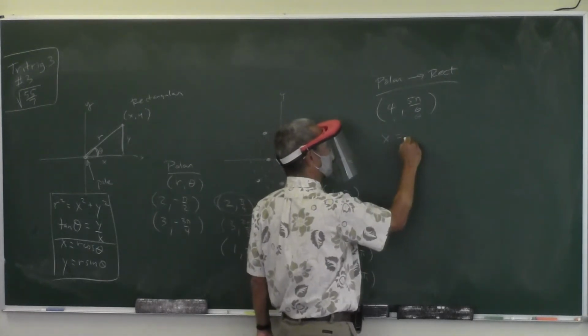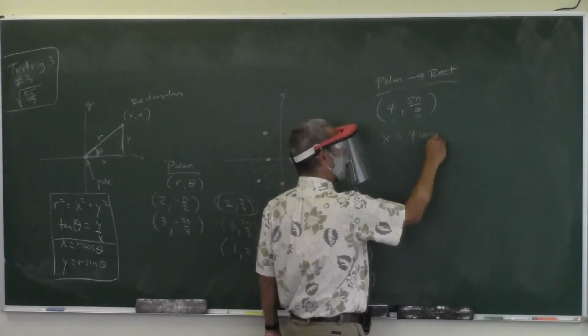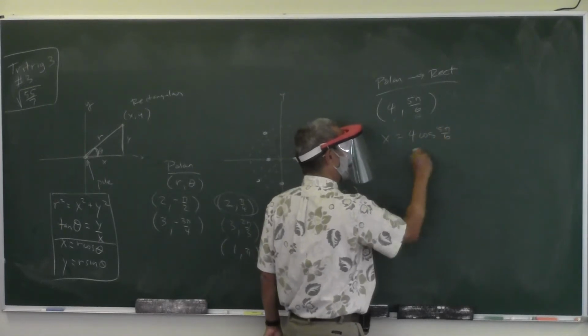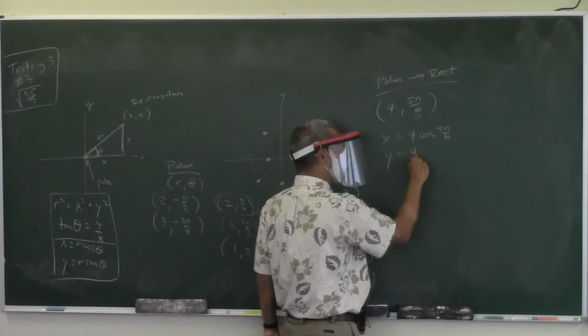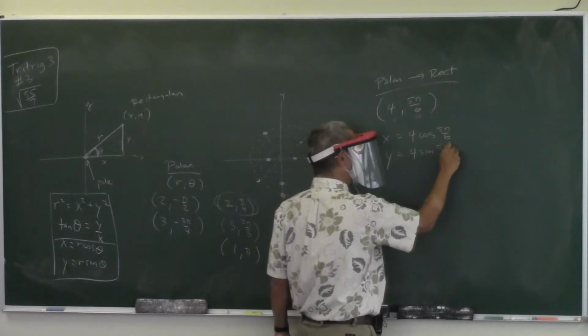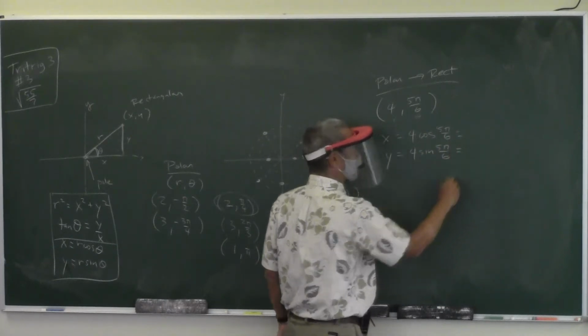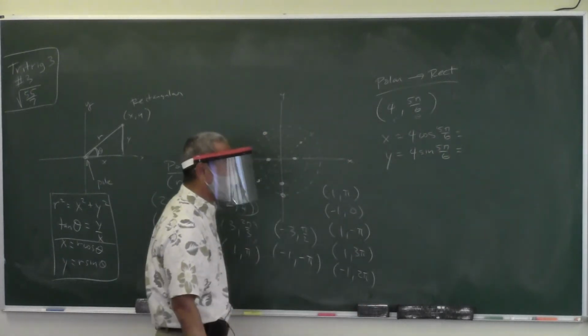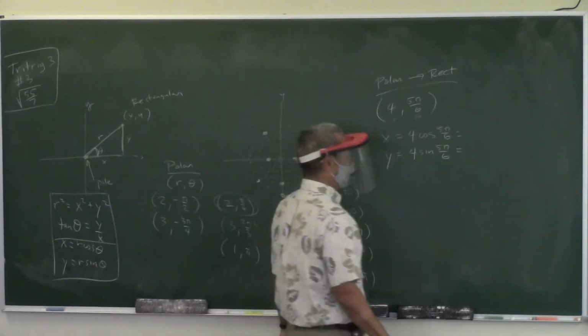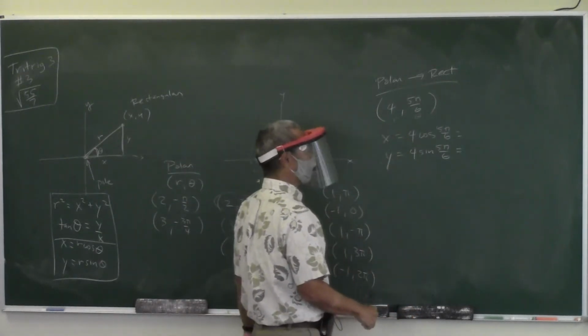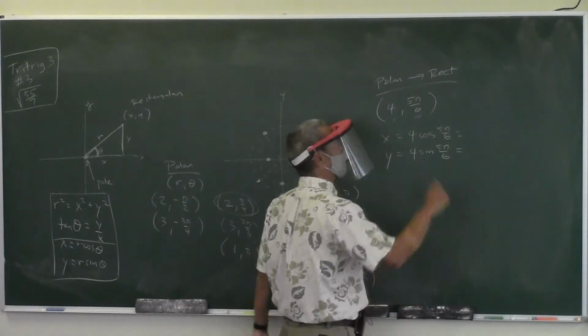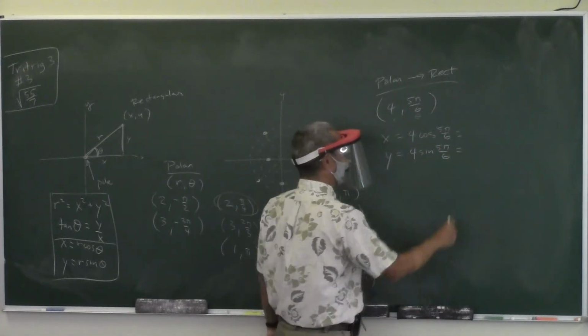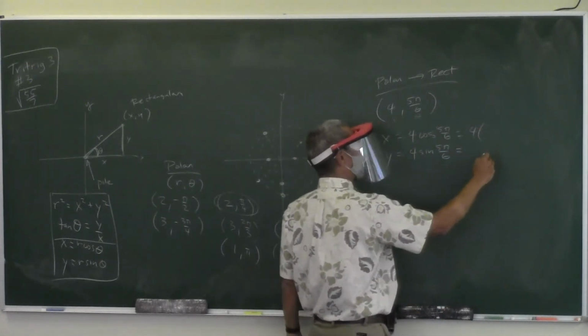Well, x is equal to r cosine theta. y is equal to r sine theta. And then now you just have to know your trig values. We still got to know that? Oh yeah, we're going to be using trig throughout the whole year and next year and until you finish your math career. What is the cosine of 5 pi over 6?